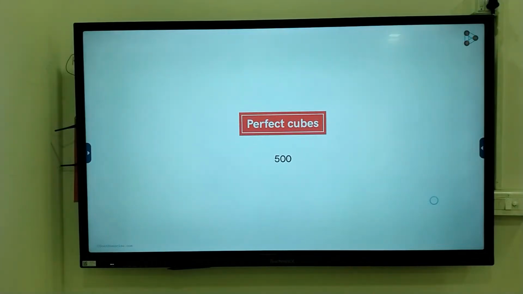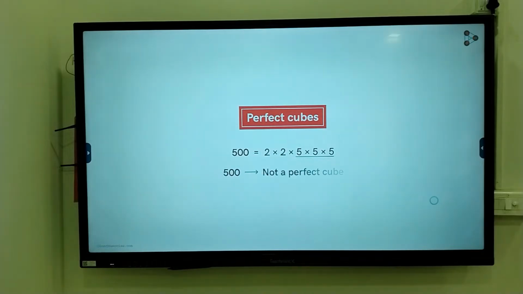Now, is 500 a perfect cube? Let's find out in the same way. The prime factorization of 500 is as shown. Now observe that we can represent only 5 in terms of the cube, but not 2, since we don't have 3 2's. So, 500 is not a perfect cube.